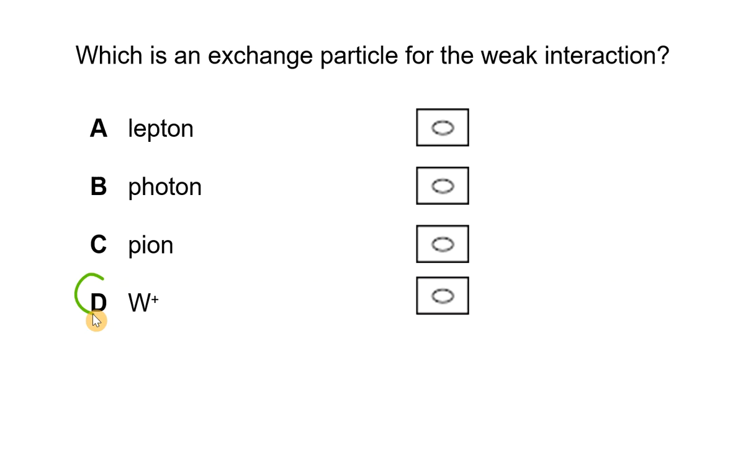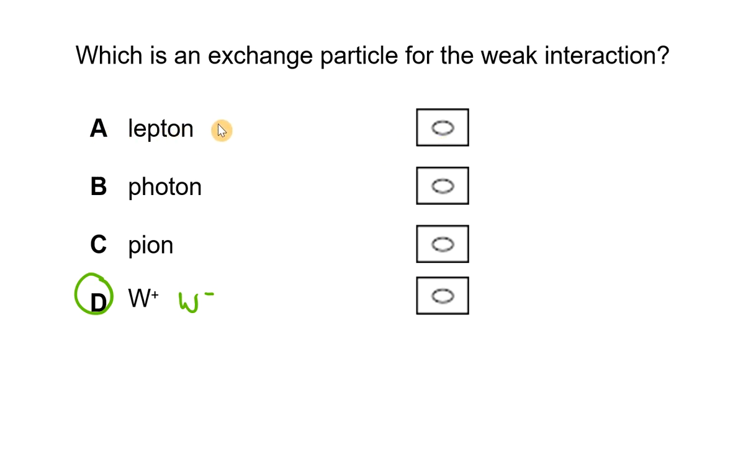If you got the answer D, well done. So, which is an exchange particle for the weak interaction? To some extent, you just have to know that the W bosons, either W plus or W minus, are the exchange particles for the weak interaction. Let's look at these other options and learn a little bit about particle physics at the same time.